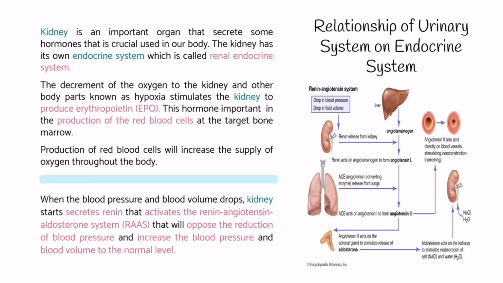Next, the renal endocrine system also secretes renin. When the blood pressure and blood volume drop, the kidneys start to secrete renin that activates the renin-angiotensin-aldosterone system, which will oppose the reduction of blood pressure and increase the blood pressure and blood volume to the normal level.